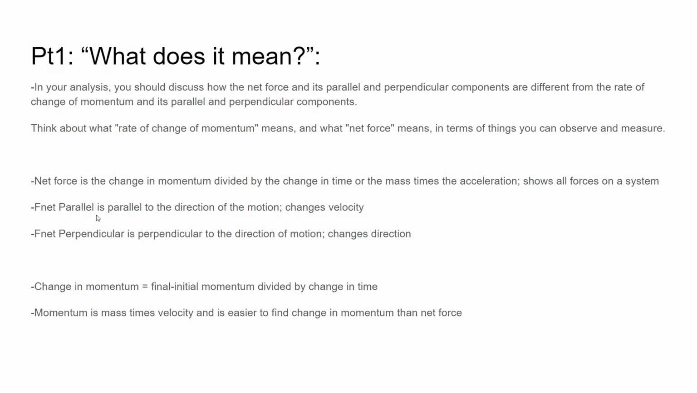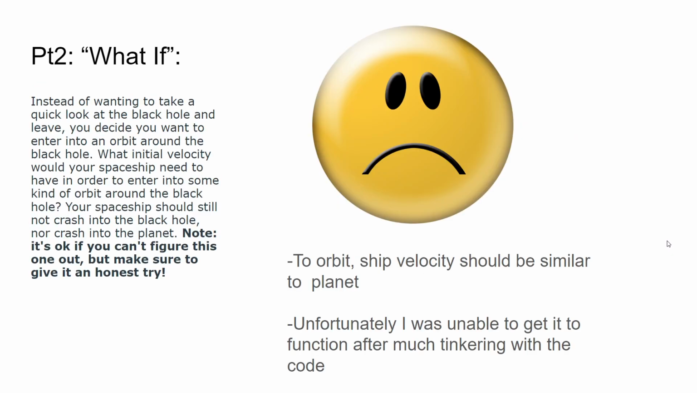Parallel component is parallel to the direction of the motion. It changes the velocity. The perpendicular component is perpendicular to the motion. It changes the direction. Changes in momentum are final minus initial divided by change in time. And momentum is mass times velocity. So it is easier to find the change in momentum than change in net force.